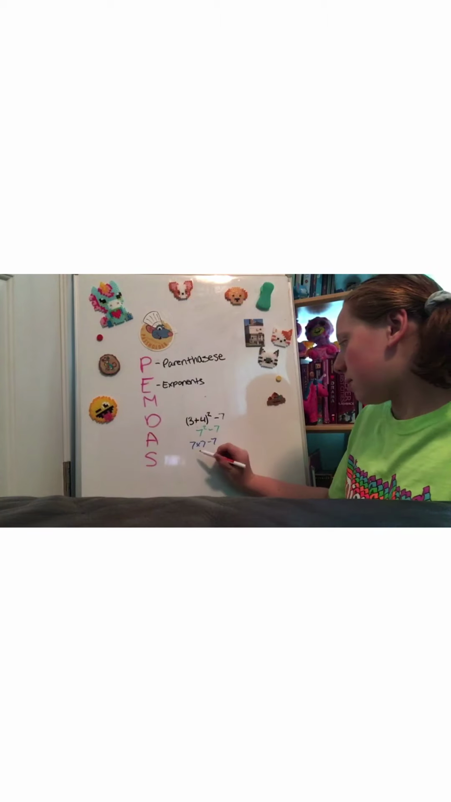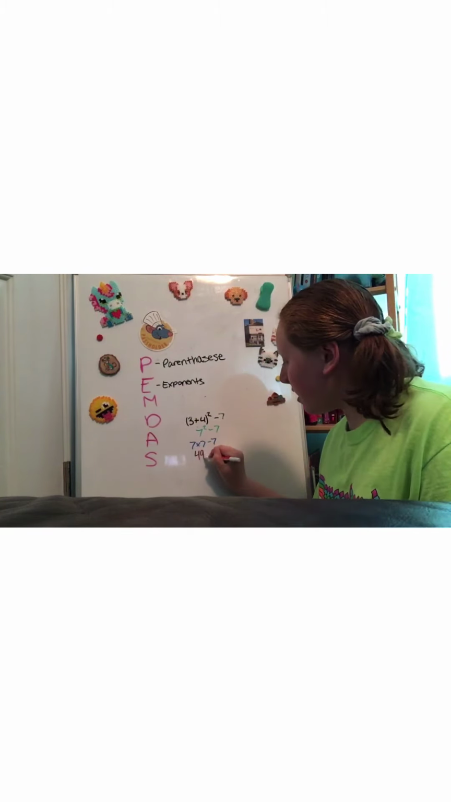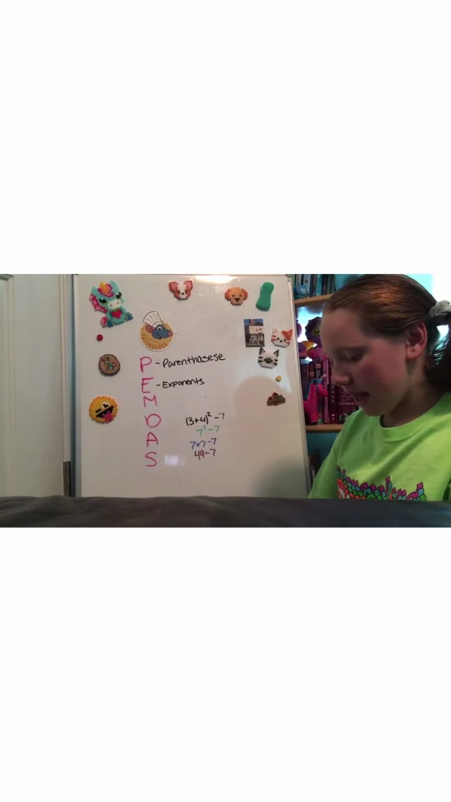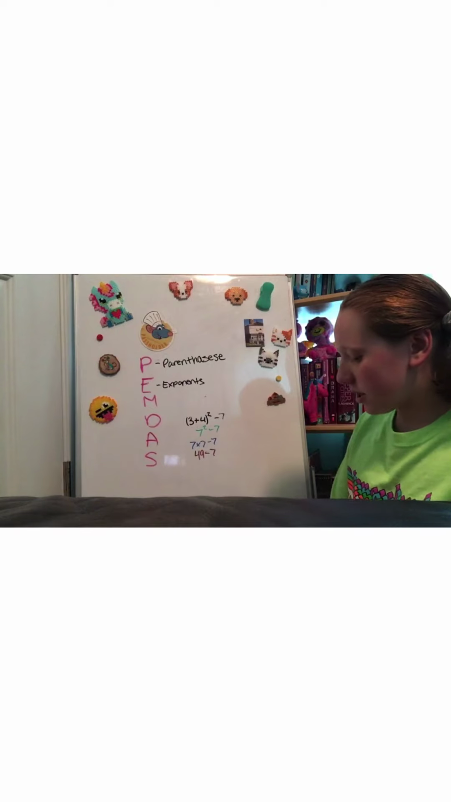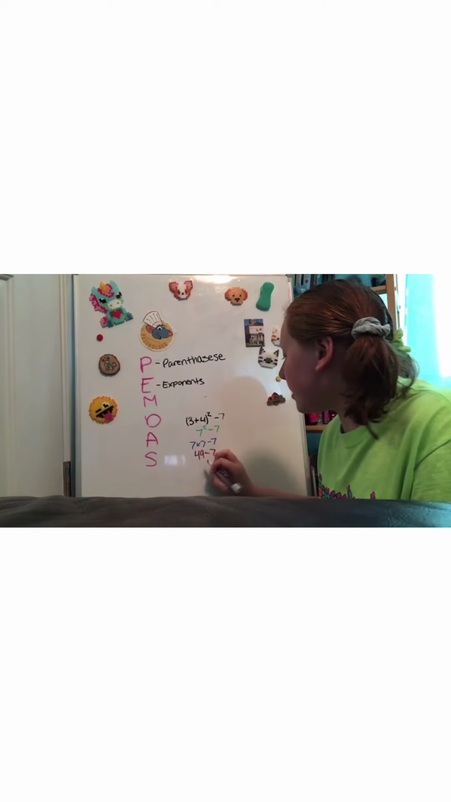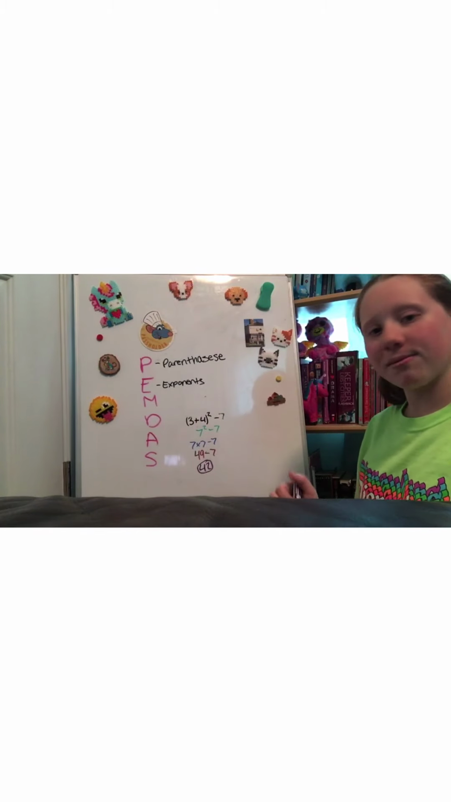Next, we're going to multiply 7 times 7, which is 49, minus 7. Then we're just going to do the basic subtraction, and we know that 49 minus 7 is 42, which is our answer in this case.